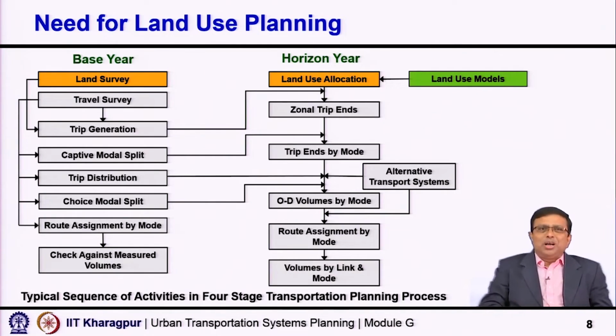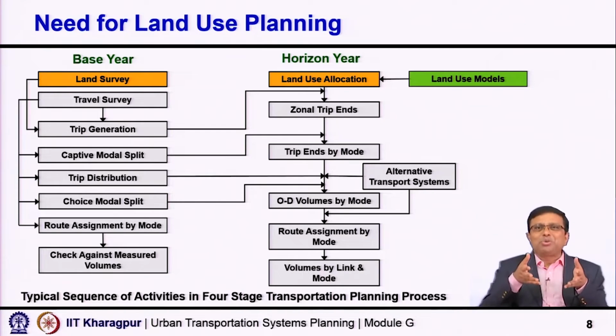Now, you are familiar with this flowchart, the typical sequence of activities in the 4-stage transportation planning process, where we talked about developing the model in the base year with 4 stages: trip generation, trip distribution, mode choice, traffic assignment, and applying that calibrated, validated model in the horizon year for forecasting purposes. Here you can see both the base year and the horizon year; the activity starts with the land use. In the base year, we know the existing land use, so we know the travel. So, we start with the trip generation model, where land use is really the basic input.